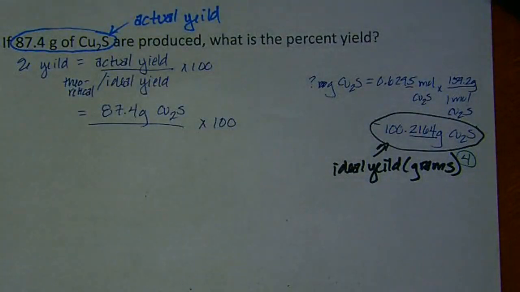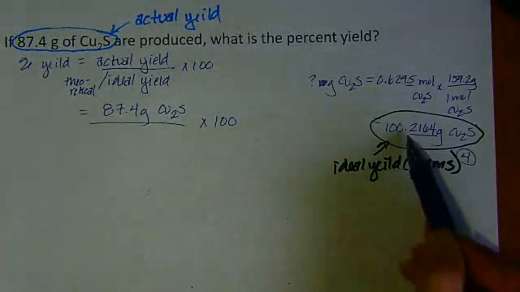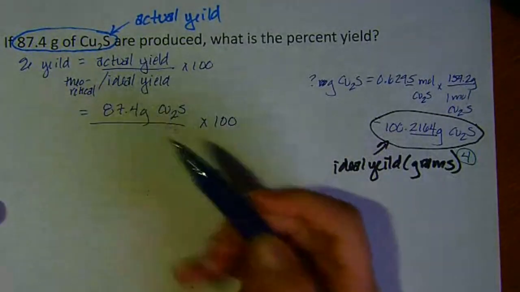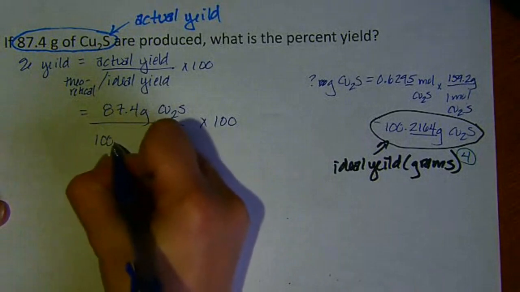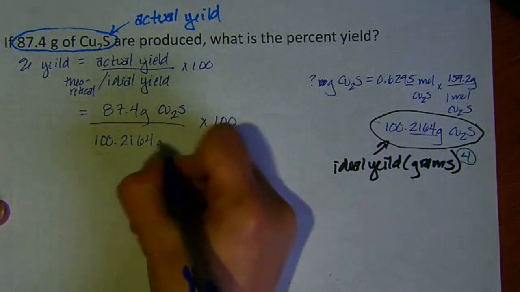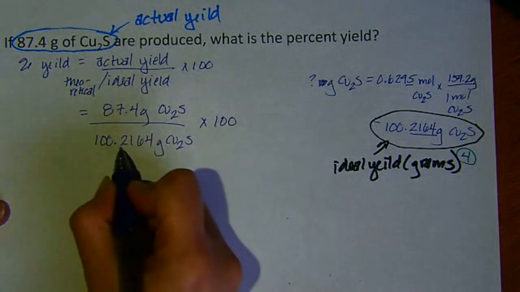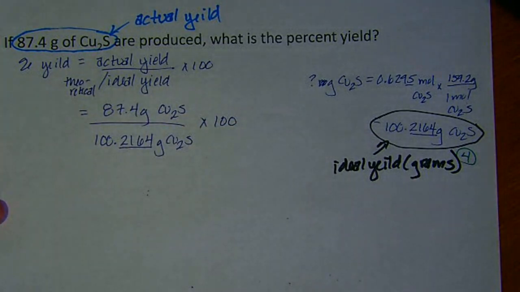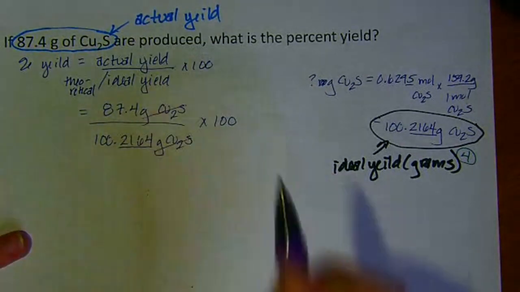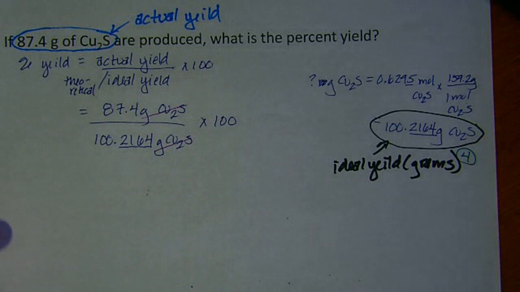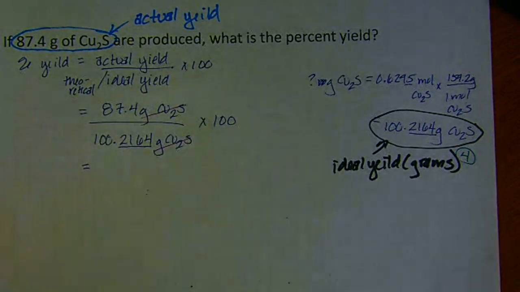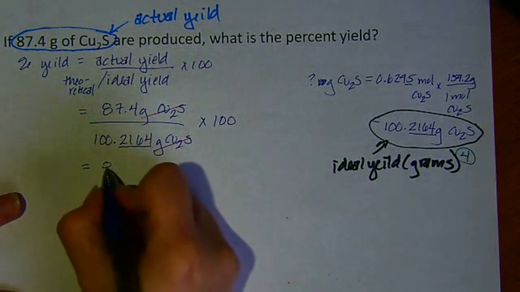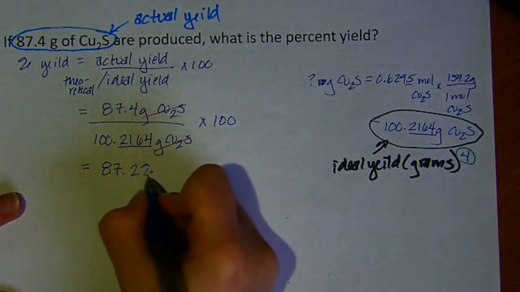Now that we have our ideal yield in terms of grams, we can compare our ideal yield to our actual yield, remembering that we're going to carry at least one extra digit through here. Notice that my units cancel, grams of copper sulfide. So I'm left with something unitless in order for me to have a percentage. And when you solve that, you get a percent yield of 87.2%.